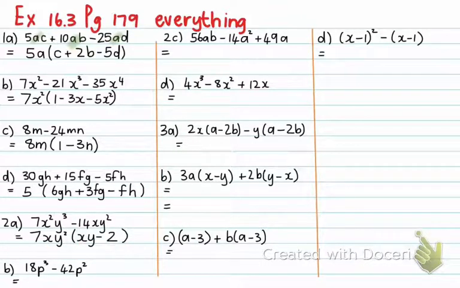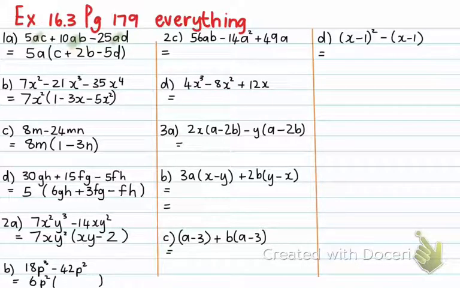Let's look at question B. There's two terms in the question. Between 18 and 42, what is the highest common factor that I can take out? Between 18 and 42, I think that's going to be 6. And between p to the power of 3 and p squared, the highest p that I can take out is p squared.